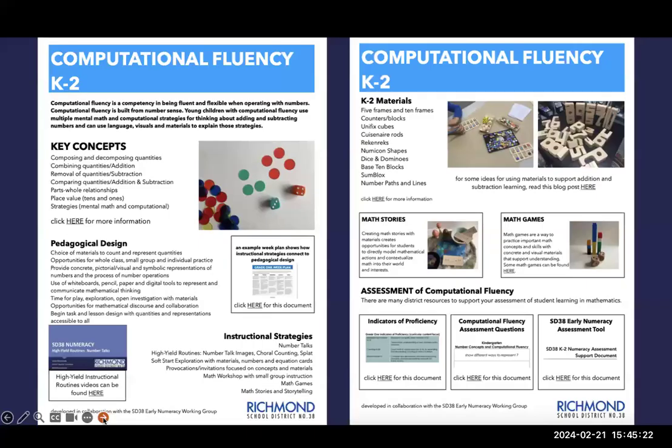So this is what it looks like for K-2. It identifies what computational fluency is. It lets you know what the key concepts for that K-2 range are. Some things to consider when you're designing your week plan or your lesson plans. And there's an example of a week plan for you with 5 different lesson types. There's a link to instructional routine videos like number talks or number talk images that are connected to computational fluency, and some suggested instructional strategies like number talks, soft start explorations with number focused materials, math workshop, math games, etc.